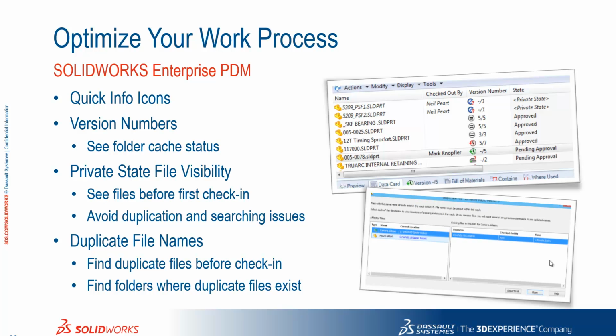Another improvement that we've seen is if users are creating files locally but not checking them in, previous releases were unable to be seen by anyone other than the admin. Those type of files will now go into a private state within Enterprise, which will have visibility for all users with the appropriate permissions. So now people can see files before the first check-in and hopefully avoid duplication and searching issues. There's now a new duplicate file names box that appears if it does find duplicate files before check-in, and it will show you the folders where those duplicate files exist. So even if they are locally on other people's machines and haven't been checked in yet.